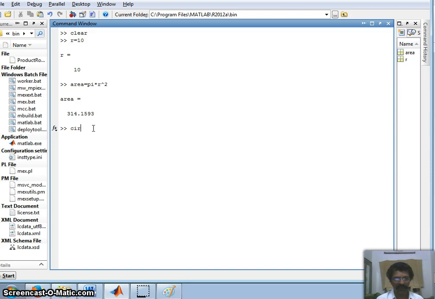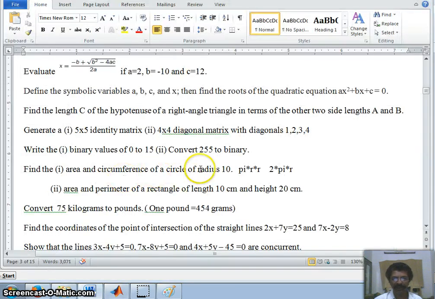Okay, then what is the circumference? C is equal to 2 multiplied by pi multiplied by r. So this is the length of the outer arc. If the circle is broken, then it is the length of the circumference.